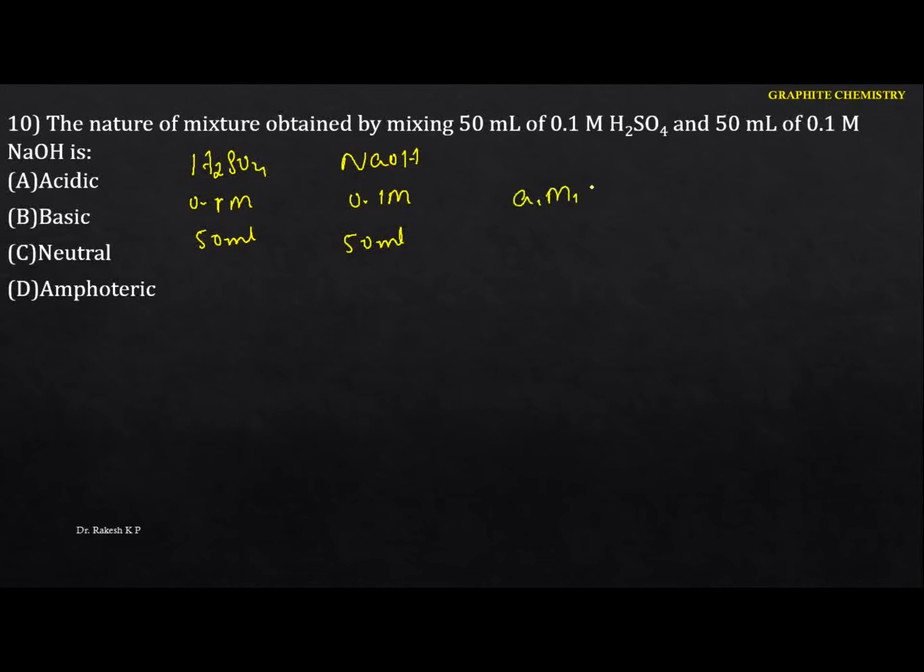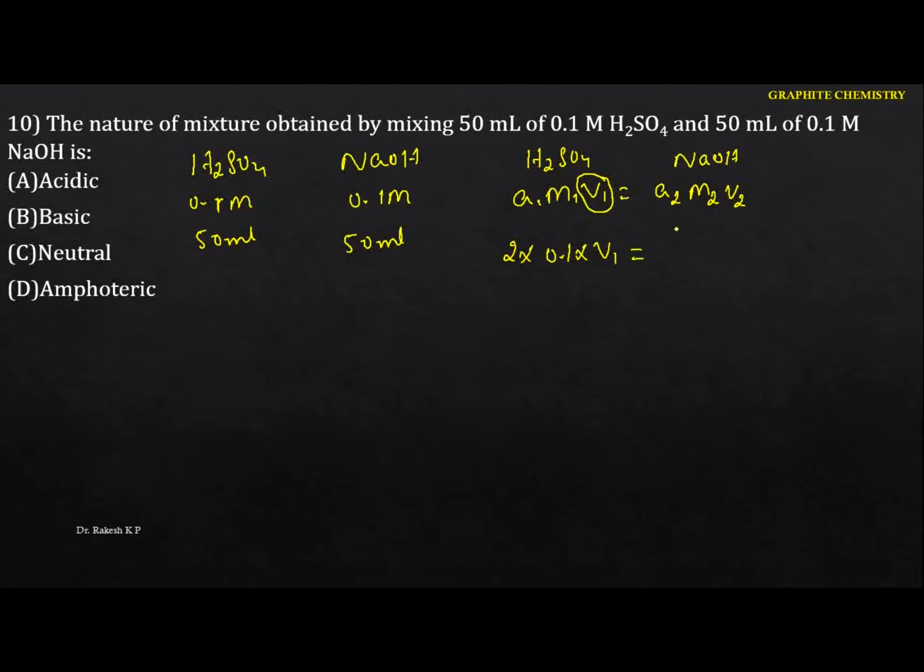Neutralization: A1 M1 V1 equals A2 M2 V2. I take this one as the sulfuric acid and this one as the sodium hydroxide. I am going to keep the volume of the sulfuric acid as it is here. The basicity of the sulfuric acid is 2, and the concentration given is 0.1. I am going to keep this value as it is; you can take either V1 or V2 as the same.